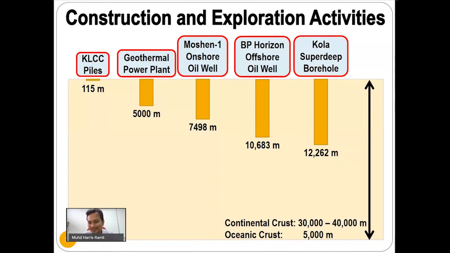As you can see in here, continental crust is about 30 to 40 km. Oceanic crust is about only 5 km. Okay, so oceanic crust, you can see these numbers. Oceanic crust has a very low number because it is actually dense. Compared to continental crust, oceanic crust is basically more dense.